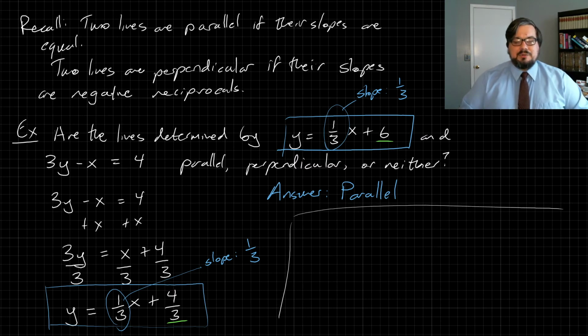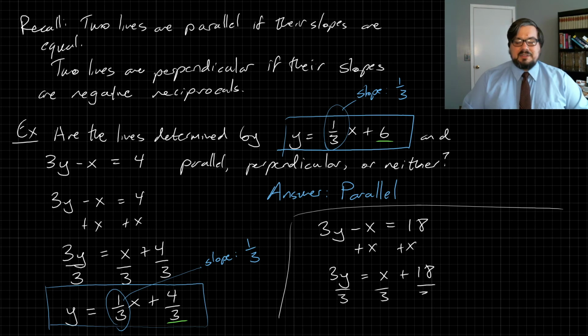To come back to what I was saying about checking to make sure that they are actually different lines, let's imagine that the second equation was of this form, 3y minus x equals 18. Let's say we put this into slope-intercept form. We get 3y is equal to x plus 18. Divide everything by 3, and we get y is equal to 1/3 x plus 6.